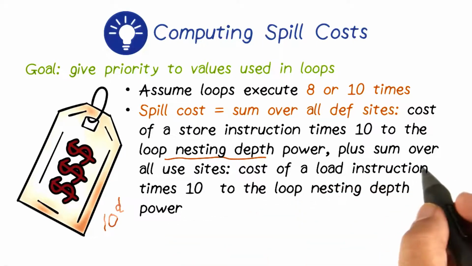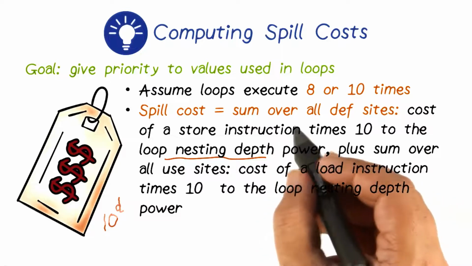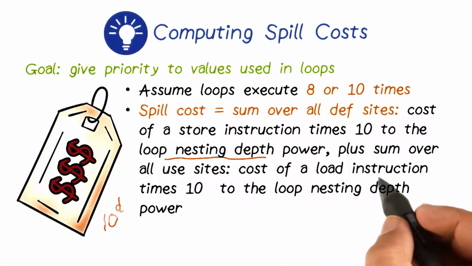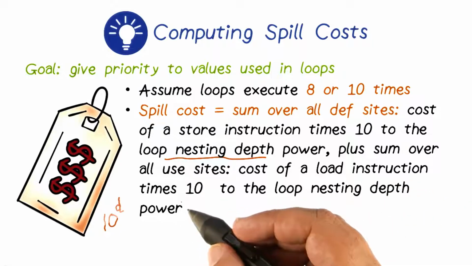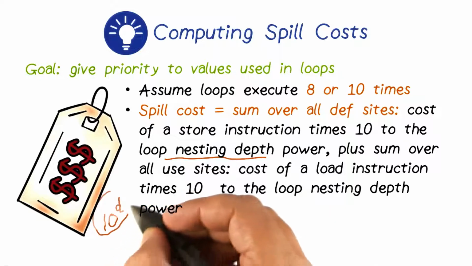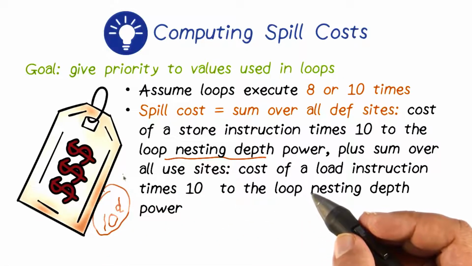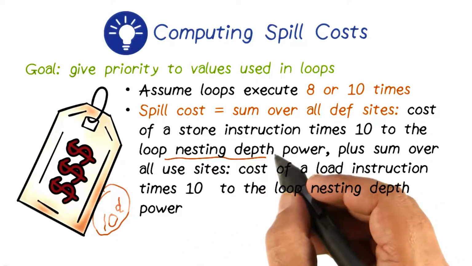We'll multiply that by the cost of a store instruction to get the store cost, and we'll multiply that by the cost of a load instruction to get the load cost. So 10 to the power d gives us total execution frequency of the loop nest, which is d-nested. That is, there are d loops which are there inside one another.